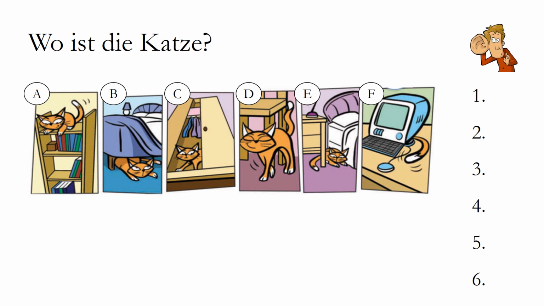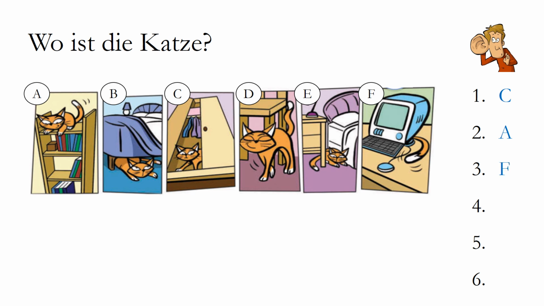Now, if you have blanks for any of those, I'd like you to rewind the video now, as I'll be going through the answers in a moment. 1. C. Die Katze ist in dem Kleiderschrank. The cat is in the wardrobe. 2. A. Die Katze ist auf dem Regal. The cat is on top of the shelf or the bookcase.